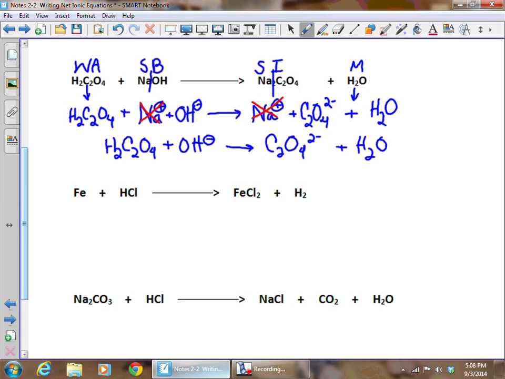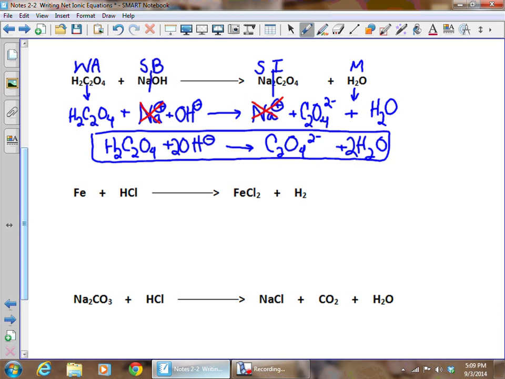And it looks like if we want this to balance, we're going to need to have 2 OH minuses here to get our charge balanced. And if that's true, we're going to need 2 waters over here in order to balance out our hydrogens and oxygens. So this is our final answer for this problem.